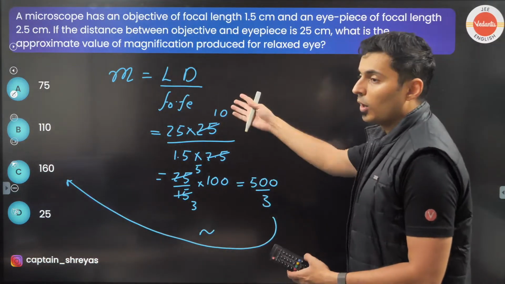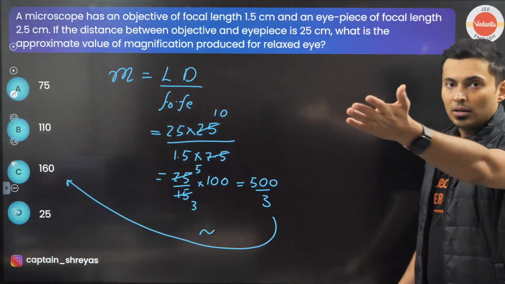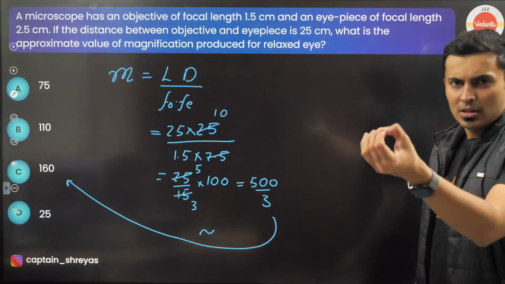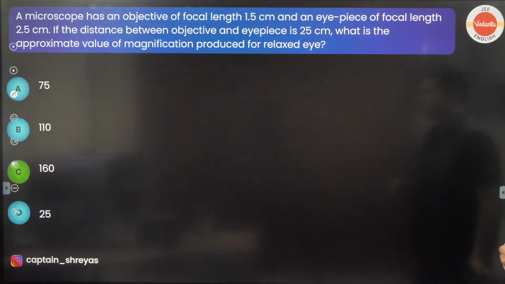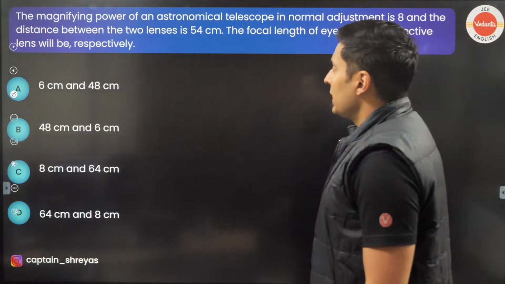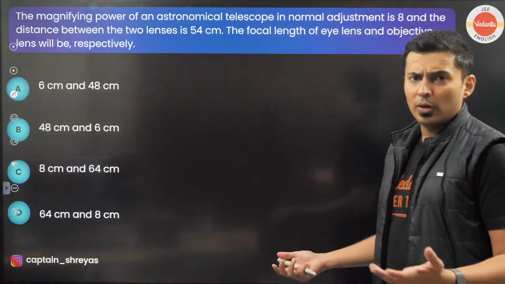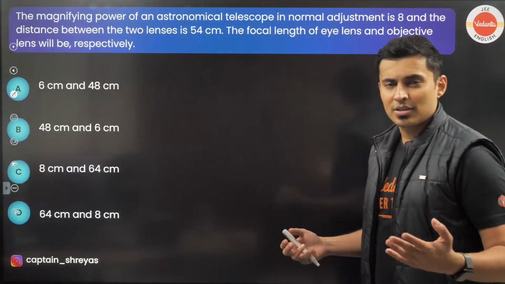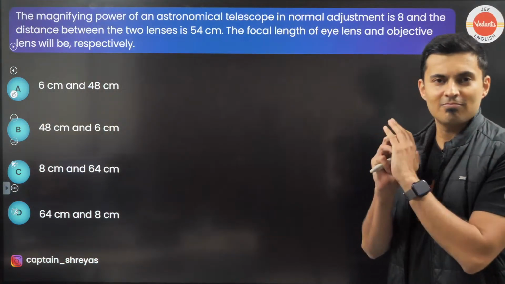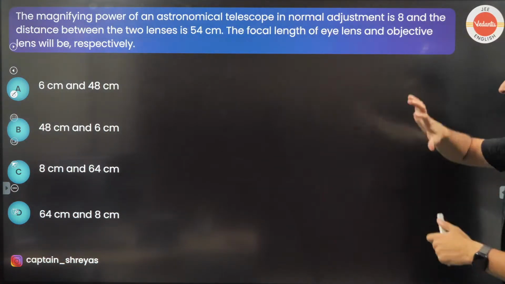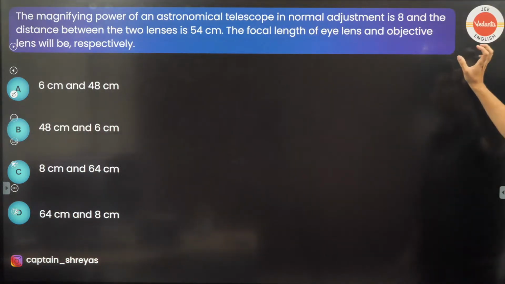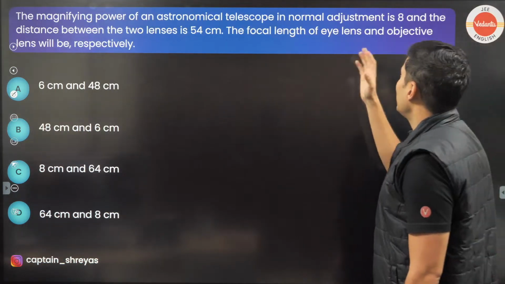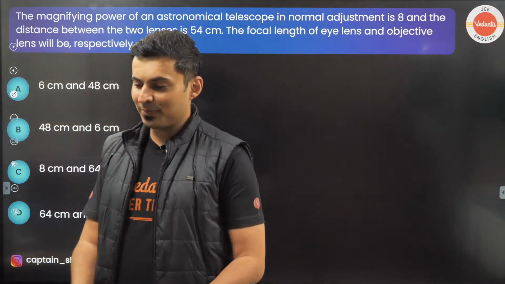This is the formula which I have given to you in the mind maps and formula session, the 35 minutes complete ray optics recording. Next, direct application of formulas is generally there in the optical instruments questions. If you know the formulas and the working, you will not face much difficulty. The magnifying power of a telescope is 8. The distance between them is 54. The focal lengths of both the lenses will be?